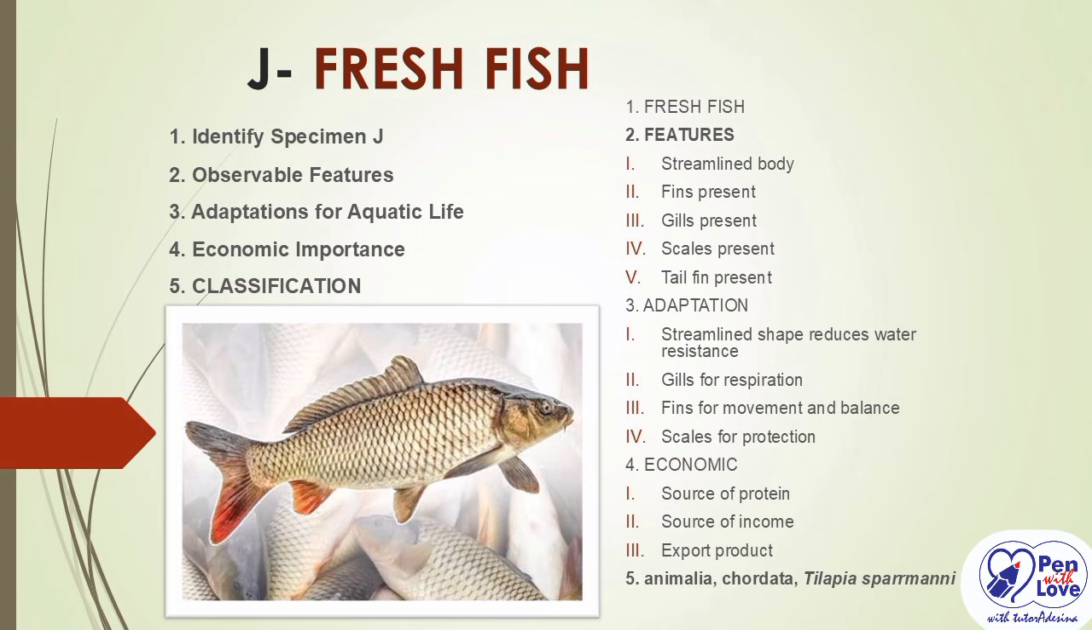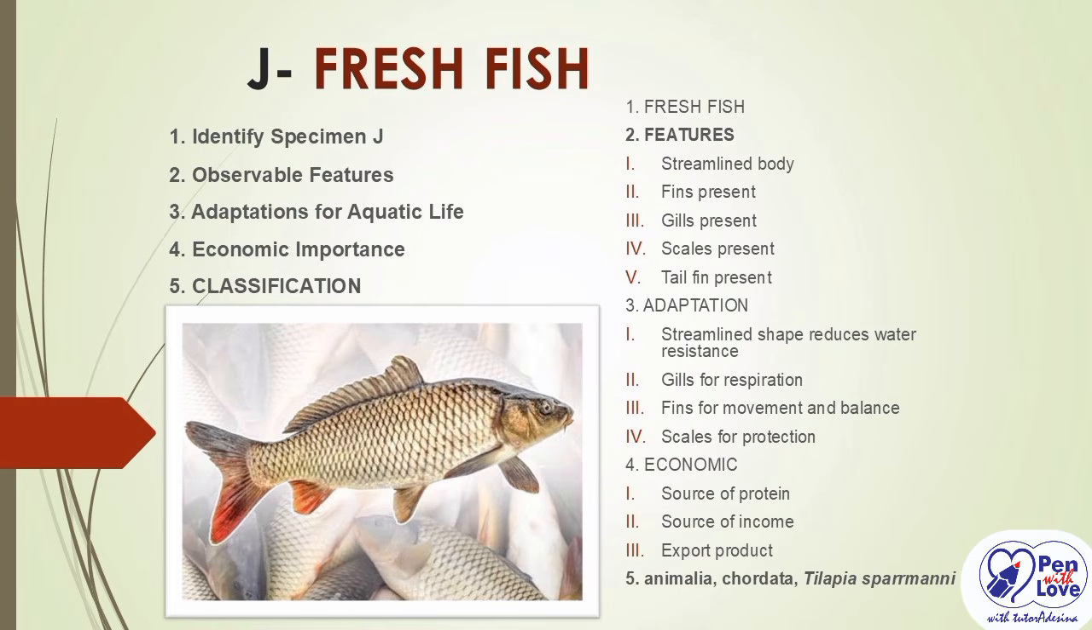Now let's move to question number 4 that is likely to be asked: economic importance of fish. Fish is known as a source of protein. Fish serves as income for people that are farmers. It also serves as export product. We use it for foreign exchange. It also serves as food for humans and even some other animals. They can also be used as raw materials for some companies producing finished goods.